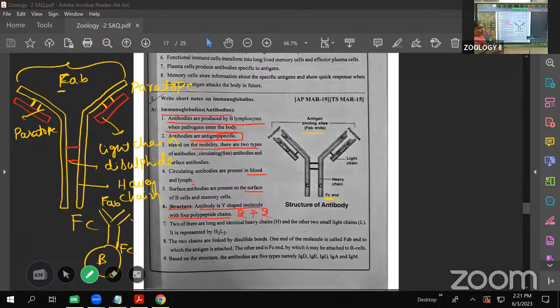This is a Y shape. These have the polypeptide chains: two are the heavy chains, two are the light chains. Like this, four are present. Let's see the next sentence.